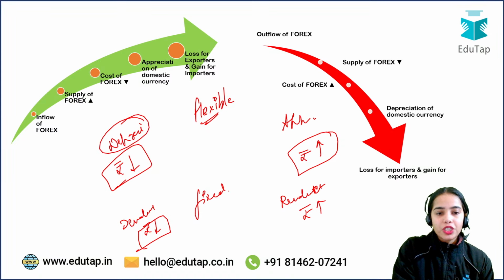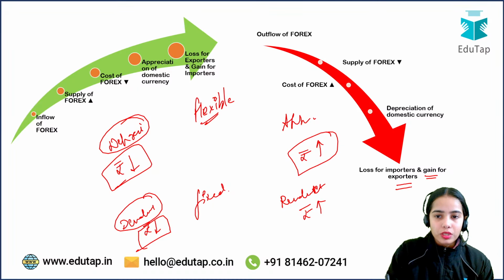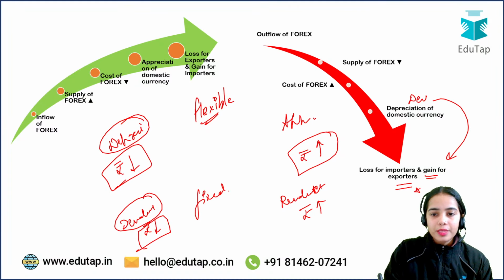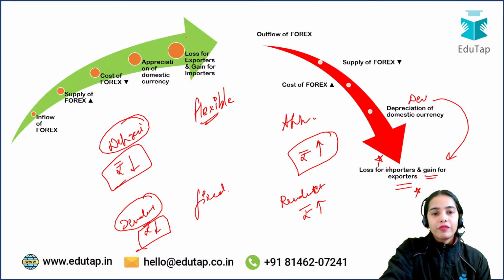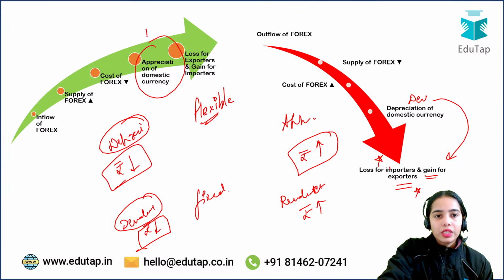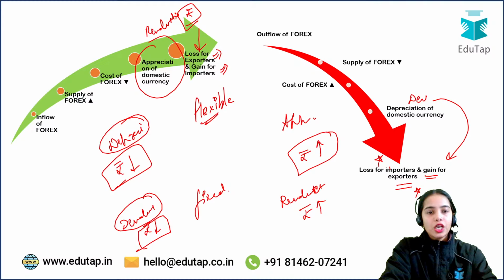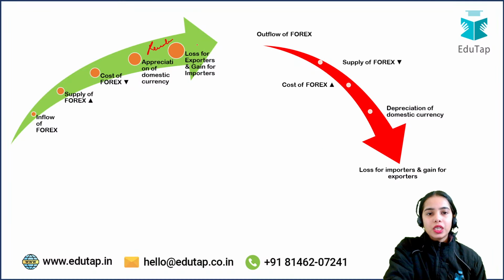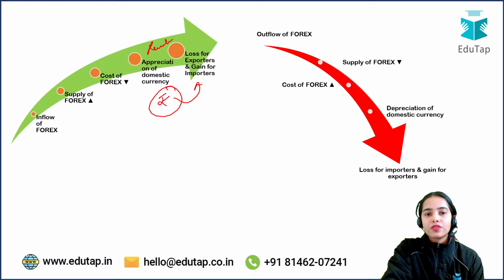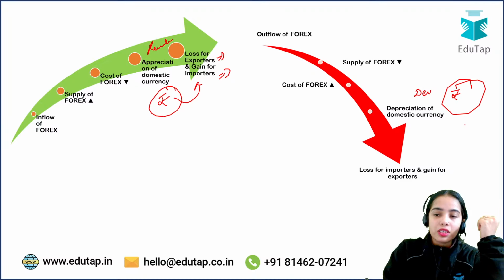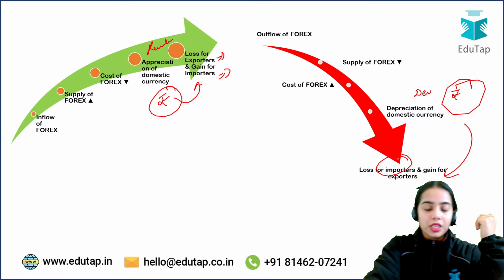So in the case of depreciation or devaluation, it is a gain for the exporters and a loss for the importers. When there is appreciation or revaluation, when the rupee is getting stronger, it is a loss for the exporters and a gain for the importers. Whenever the rupee is getting weaker, gain for the exporters, loss for the importers.